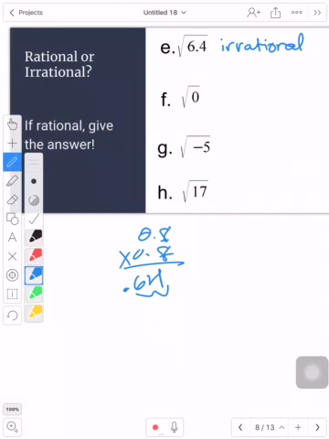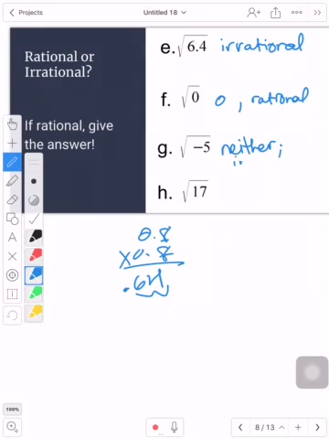Okay, letter F, something times itself equals 0. Well, the answer is 0. And this is a rational number because we can write 0 as a fraction. Next problem. This is neither rational or irrational. Again, this was almost a trick question too. So this is actually neither.